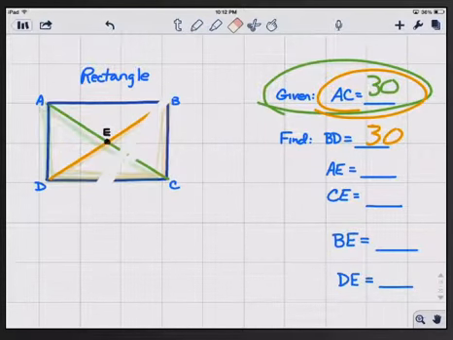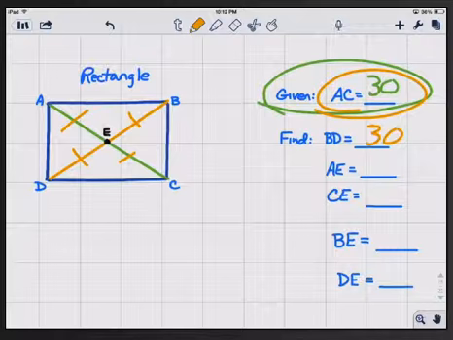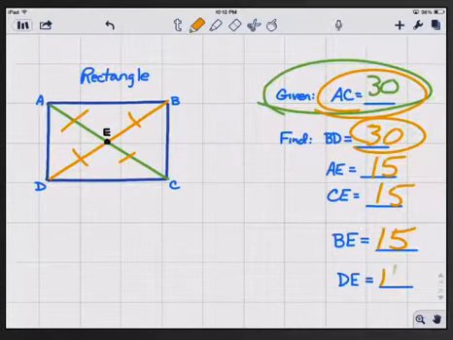And because the diagonals of any parallelogram bisect each other, segments DE and BE have to be congruent. That means because segment BD is the same length as segment AC and you divide segment AC into two equal parts, all four of those segments end up being congruent, all of which would be half of the 30 that was given, or we've concluded for the other diagonal. So segment AE is 15, segment CE is 15, segment BE is 15, and segment DE is 15 because they're all congruent to each other.